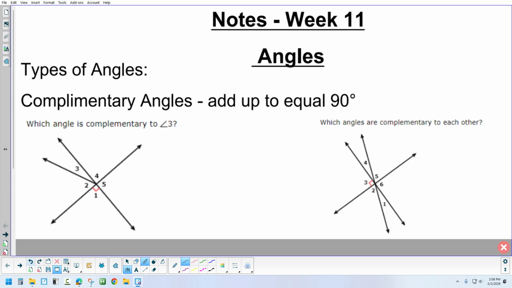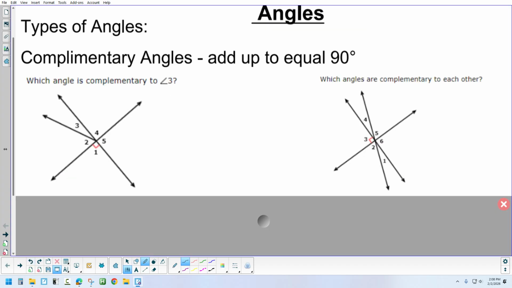All right. So I know the numbers might look a little bit small up here, but I think you can probably see them better on your notes. Let's start with this one on the left. What angle is complementary to angle 3? What angle could we add to it that would make an L shape? Nathan? Sorry, can you say that again? What angle is complementary to angle 3?